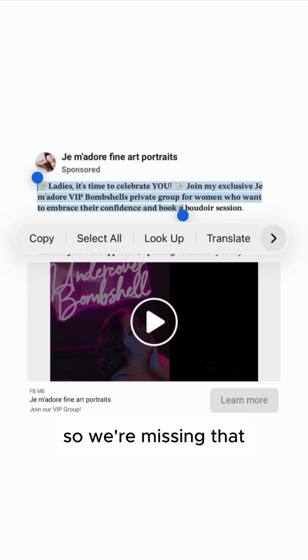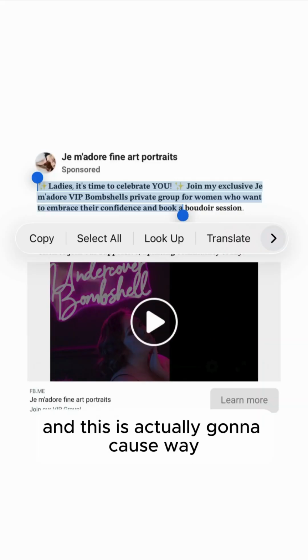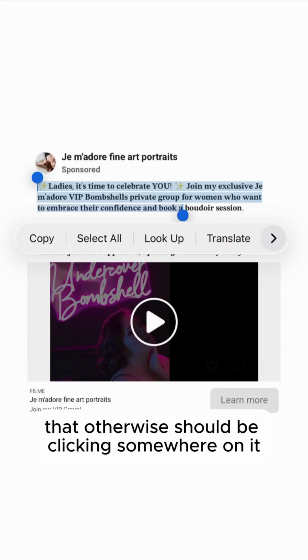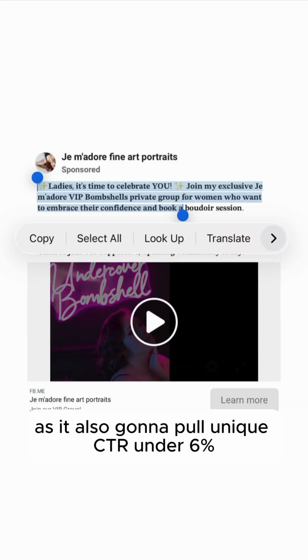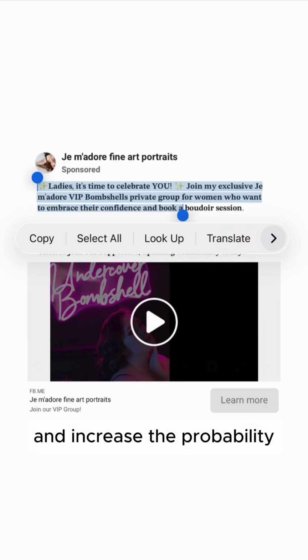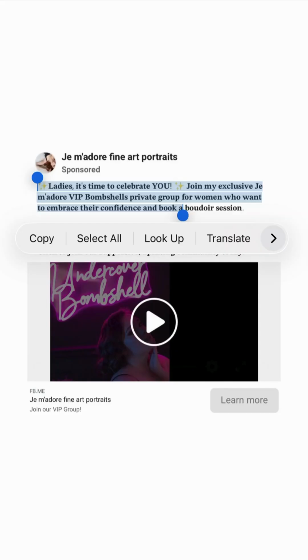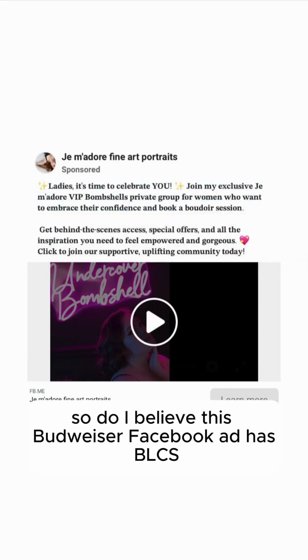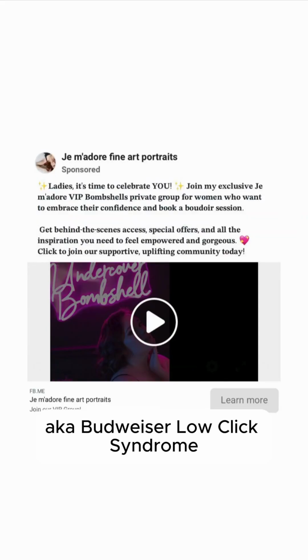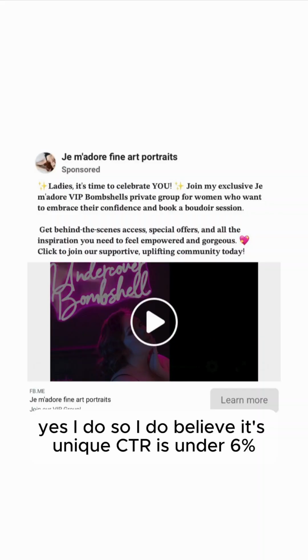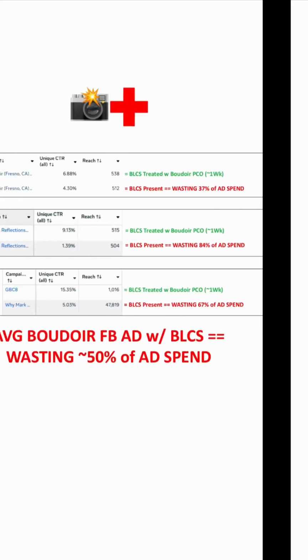So we're missing that, and this is going to cause way more women than necessary to scroll by our Boudoir Facebook ad that otherwise should be clicking somewhere on it. And as a result, it's going to pull unique CTR under 6% and increase the probability we have BLCS, aka Boudoir low click syndrome. So, do I believe this Boudoir Facebook ad has BLCS? Yes, I do. I believe its unique CTR is under 6%.